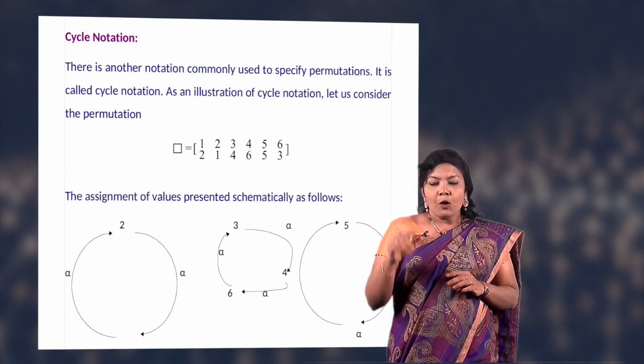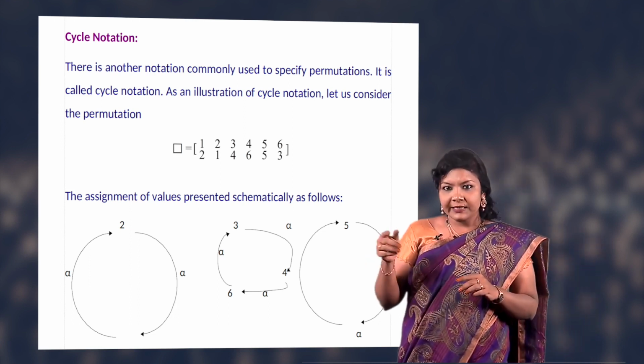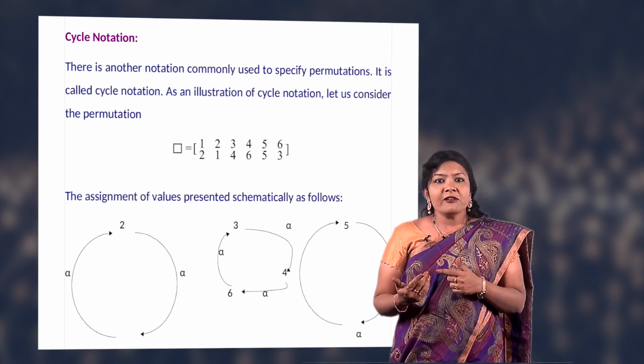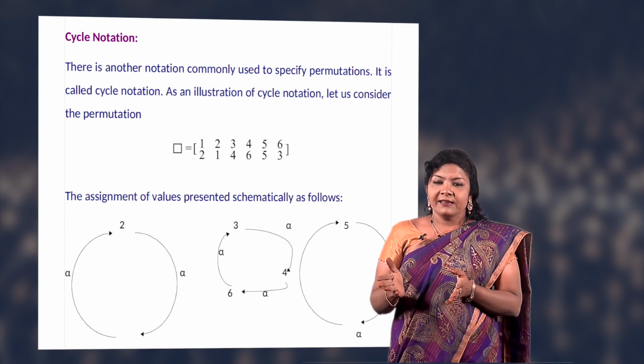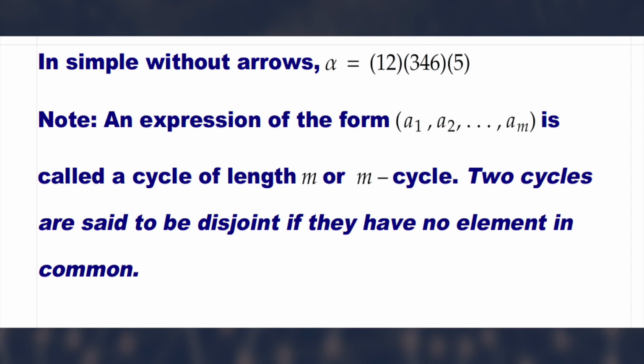Alpha is equal to 1 goes to 2, 2 goes to 1, 3 goes to 4, 4 goes to 6, 5 goes to 5, 6 goes to 3. The assignment of values is presented schematically in this way. See these diagrams. In simple terms, without arrows, alpha is equal to 1 goes to 2, 2 goes to 1. It creates a cycle. 3 goes to 4, 4 goes to 6, again 6 goes to 3. It forms a cycle. 5 goes to itself, it creates a cycle.